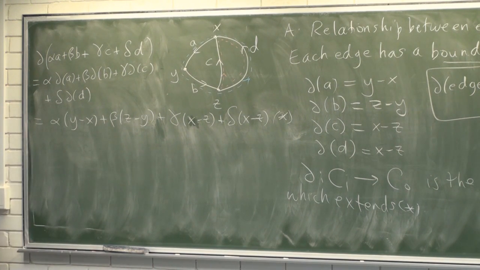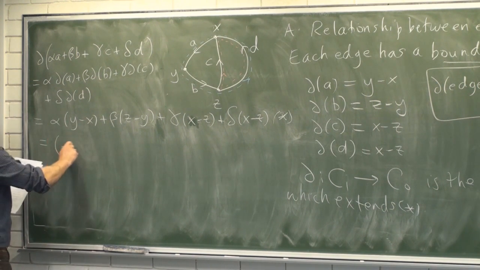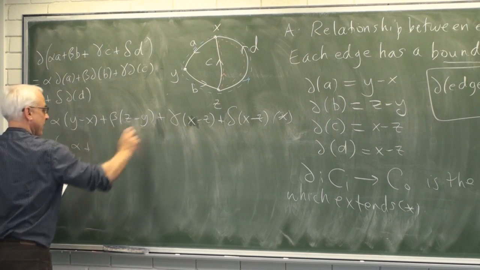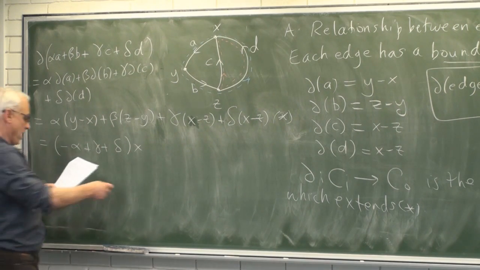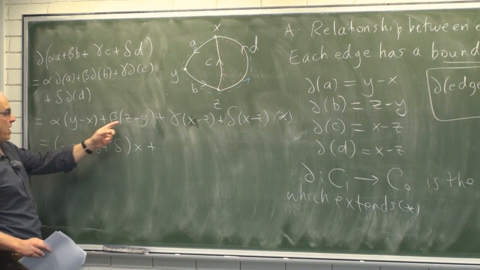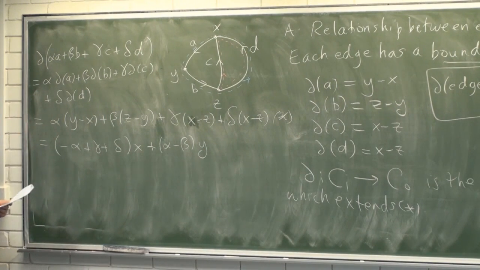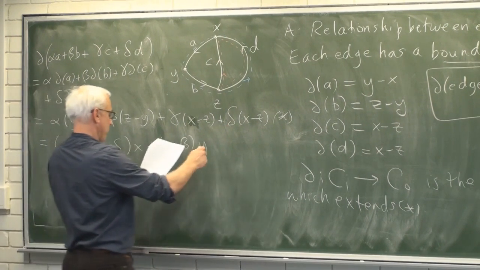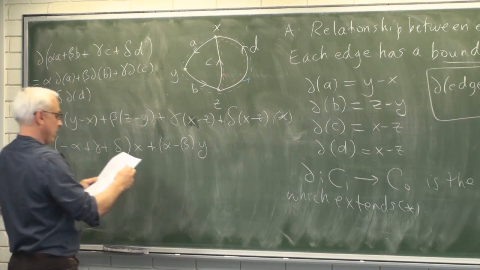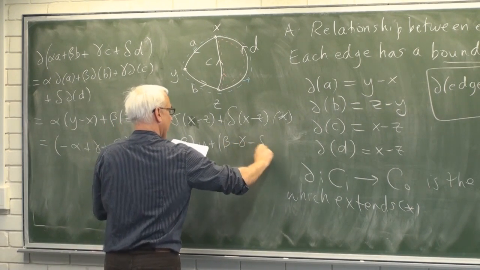All right, let's write this out a little bit more concretely in terms of the basis X, Y, and Z. If we group together the various things we get, how many X's do we have? We have minus alpha plus gamma plus delta number of X's. The total number of Y's that we get is alpha from here minus beta from here, and that's it. So alpha minus beta times Y. How many Z's? Beta minus gamma minus delta Z.